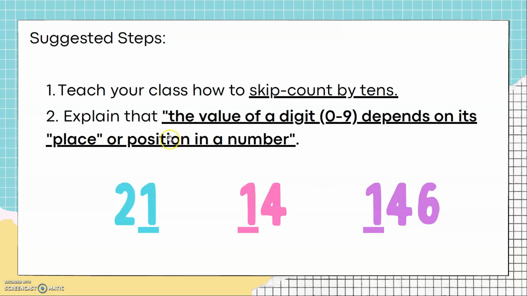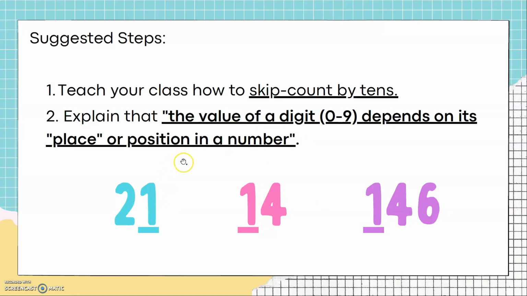Next, explain that the value of a digit 0 to 9 depends on its place or position in a number. Always remember that digit pertains to 0, 1, 2, 3, 4, 5, 6, 7, 8 to 9. But when you combine digits such as these examples below, they will be called numbers.